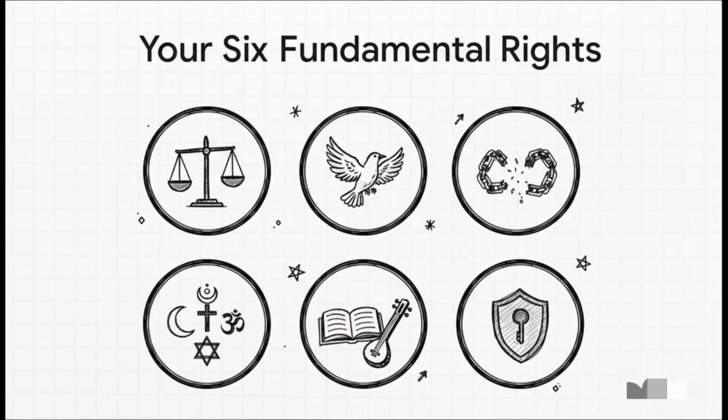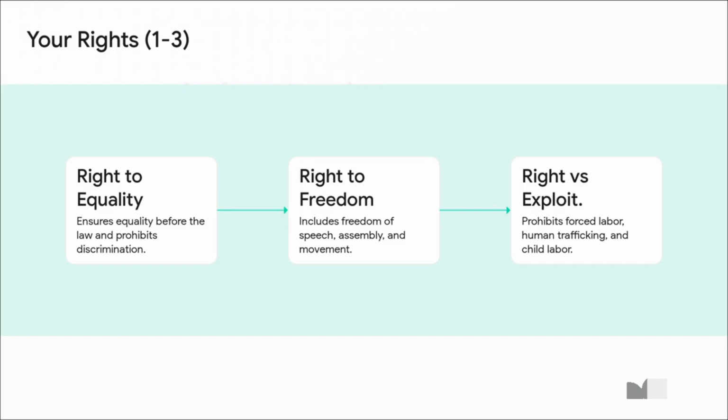So, the Indian Constitution organizes these big promises into 6 main buckets. These are your 6 fundamental rights. Let's do a quick run-through of what each one is all about. First, you've got the right to equality. Simple enough. Everyone's equal in the eyes of the law, and the state can't discriminate.